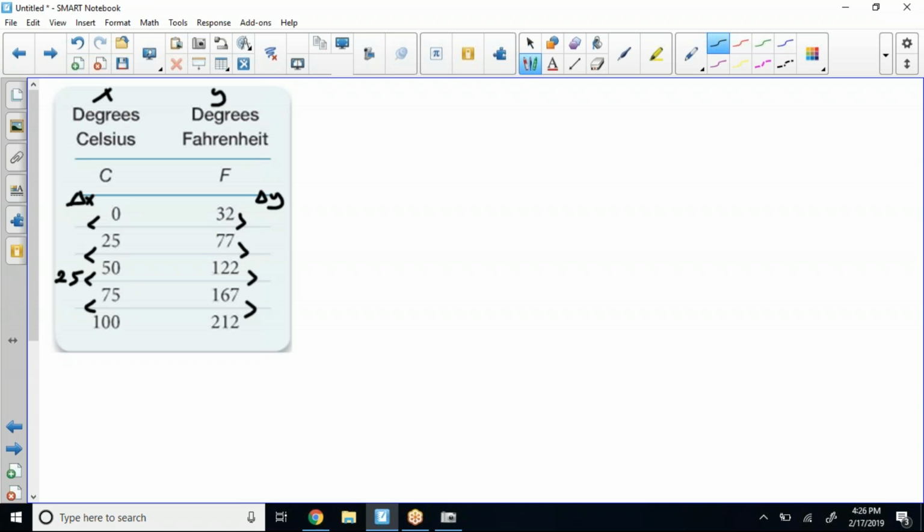77 minus 32 is 45. So the slope equals 45 over 25, right? And if you were to simplify that, it would come down to 9/5.